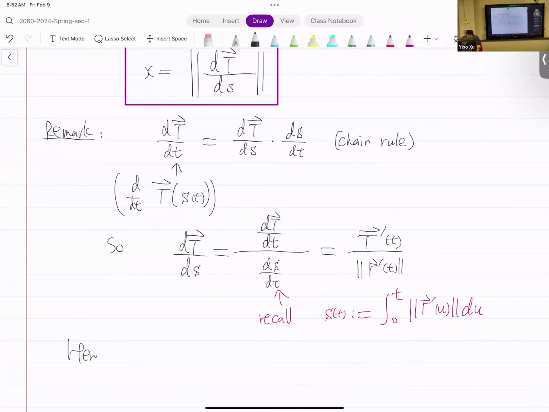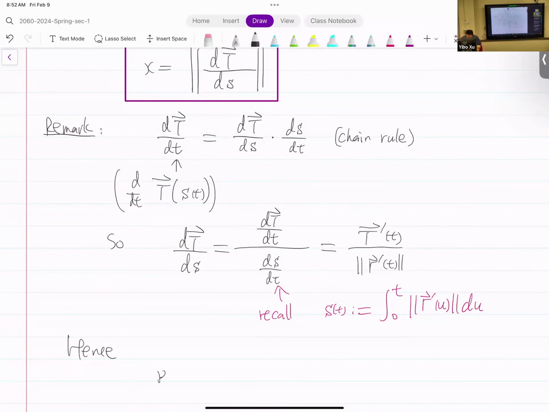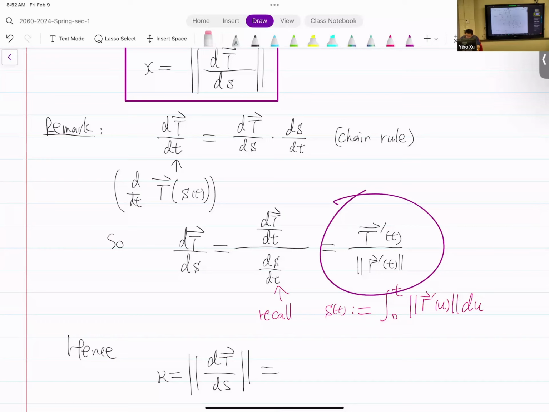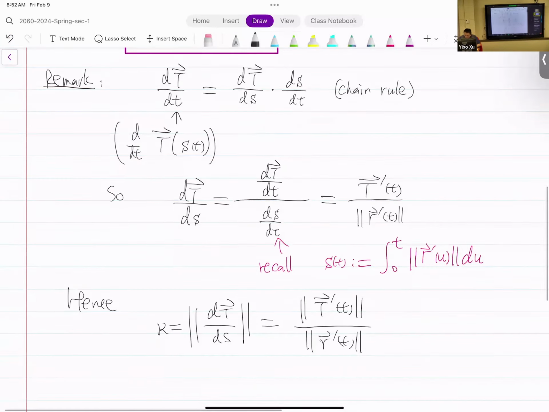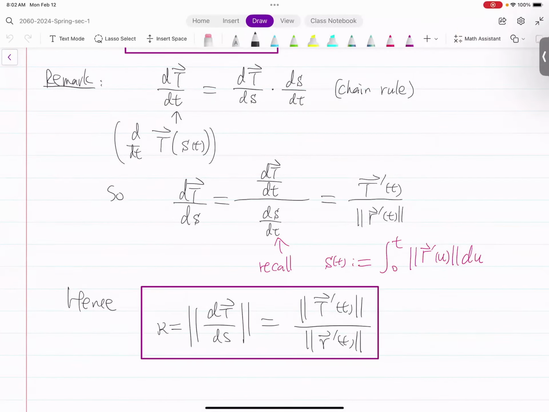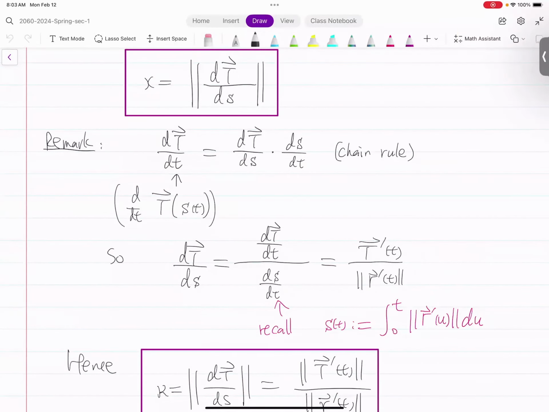So hence, kappa is, taking the magnitude, the magnitude of cap T prime over the magnitude of little r prime. Okay. So this is another formula I want to put in the notes. So basically, here, the letter we use for curvature is kappa.